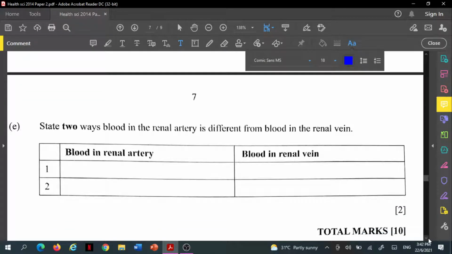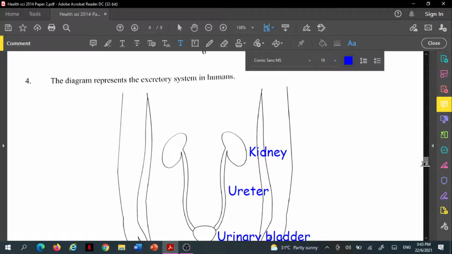So part A of this question, it says state two ways blood in the renal artery is different from blood in the renal vein. Now let's stick a pin right here, right? The renal artery, just remember this, the renal artery will take blood to the kidneys, while the renal vein is the vein taking blood away from the kidney. Let's go back to the diagram to assist us in this. Let me show you exactly what I'm talking about.